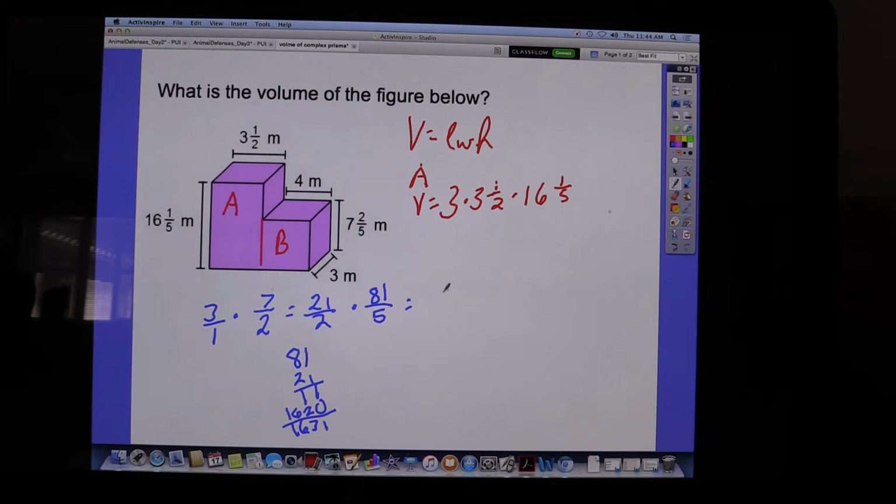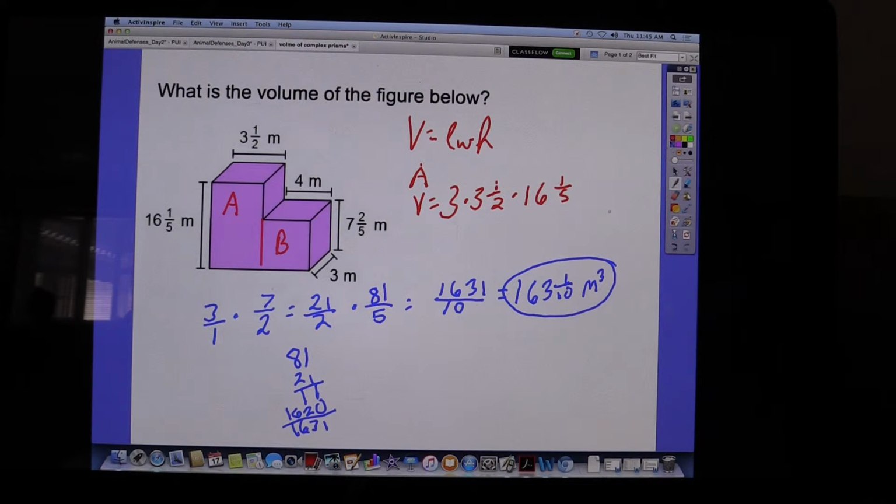So that would be this part, 1,631 over, well, 2 times 5 is 10. Now I can convert this improper fraction to a mixed number, so I'll go ahead and do that. Now in the end, when I add it to the volume of rectangular prism B, I may have to convert it back to an improper fraction, but I'm going to go ahead and convert to a mixed number right now. And I know that I can get 163 and 1/10 meters cubed for the volume of rectangular prism A.